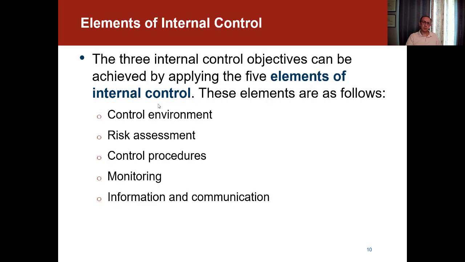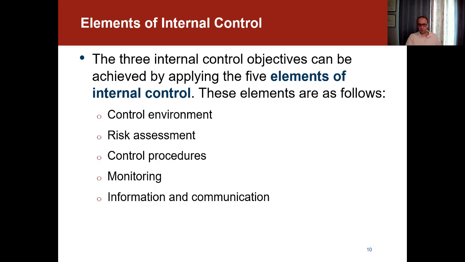So what are the elements of internal control? The 3 internal control objectives can be achieved by applying 5 elements of internal control. So what are these elements? We have the control environment, risk assessment, control procedures, monitoring, and information and communication. Control environment is considered to be the foundation, the most important base that we can build internal control procedures on. And before we can create the control procedures, we have to assess risk to see where the risk is coming from.